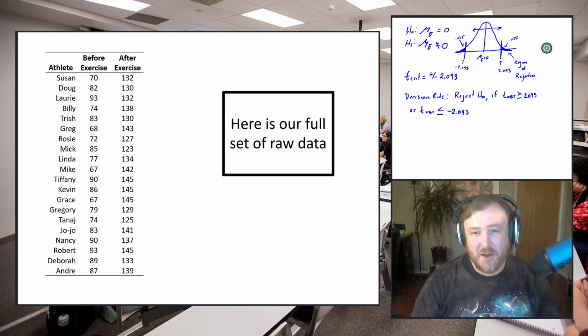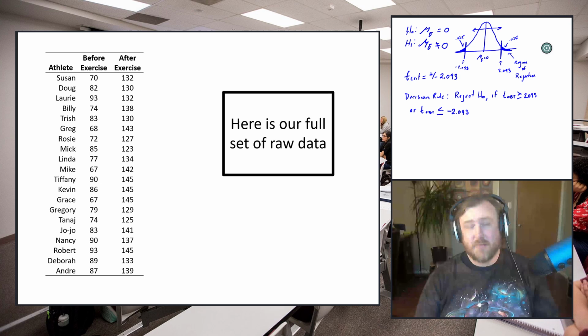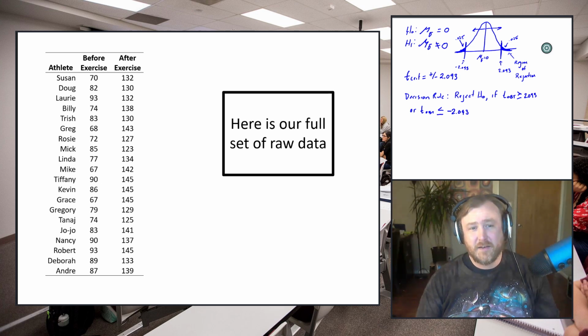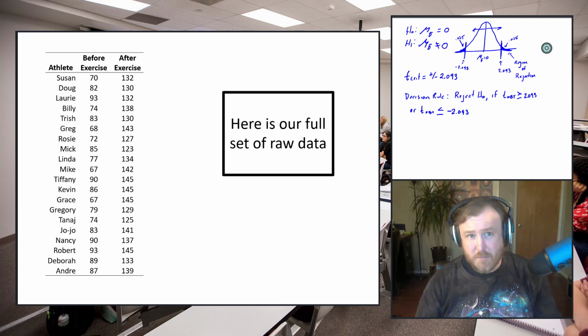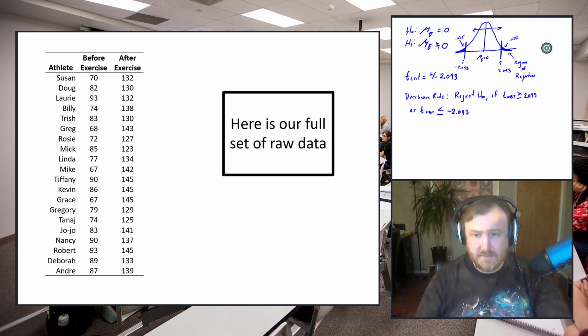No, we certainly don't. We got to finish this t-test. So here's the data we collected, right? You can see on the left, we have the names of the athletes that we measured. And for each athlete, we collected their heart rate in beats per minute before they exercised and their heart rate in beats per minute after they exercised. And so this is our full set of raw data.